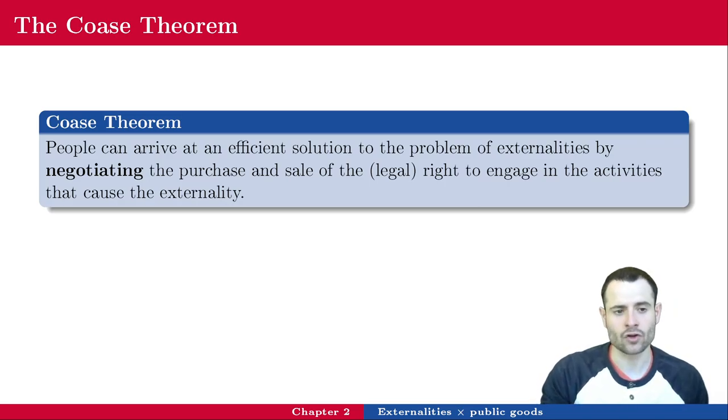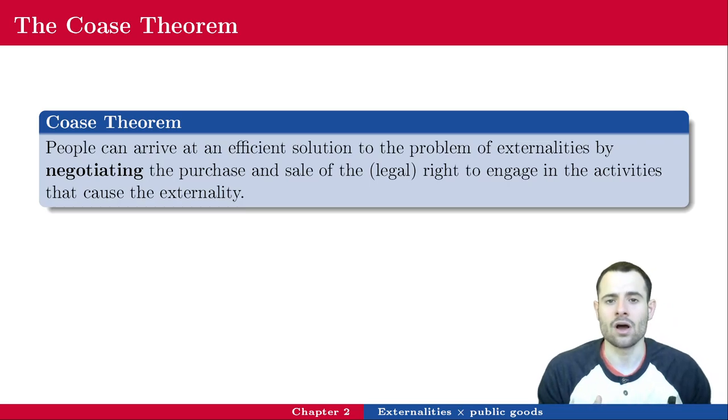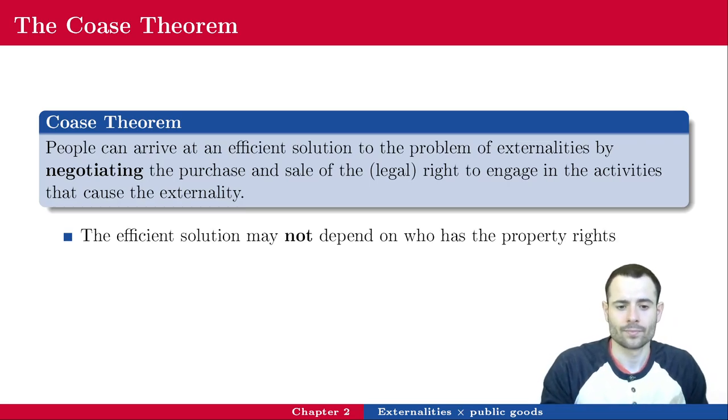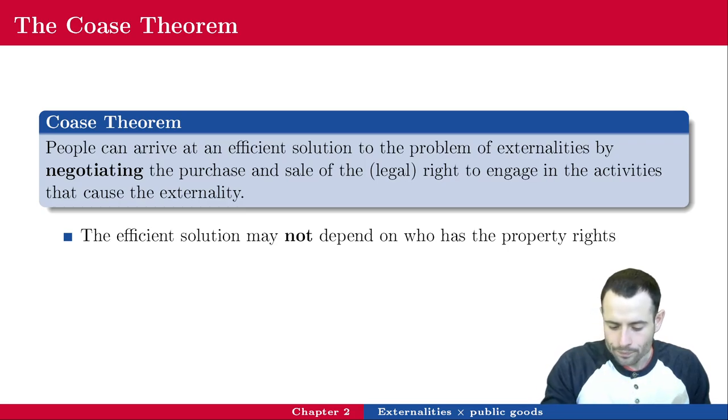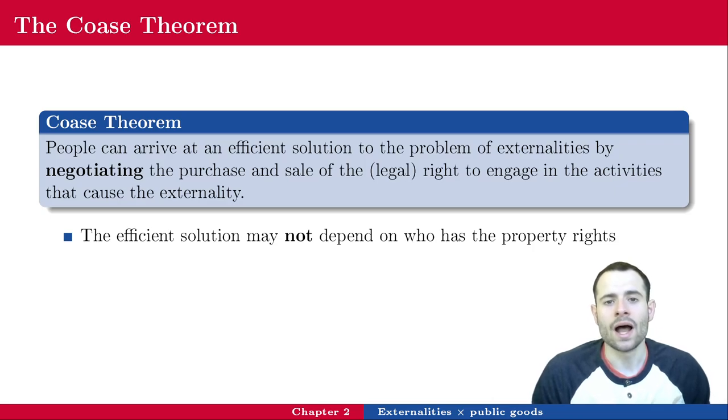And this is the general conclusion of Coase's theorem. People can arrive at an efficient solution to the problem of externalities by negotiating the purchase and the sale of the legal right to engage in the activities that cause the externality. In particular, the efficient solution, for example, Q star in the previous example, may not depend on who has the property rights. It may not depend on who has the right to tell the other they can do whatever they want. What I said before is May can compensate Rick to smoke less. In this case, Rick has the property rights. He's the one who can smoke.